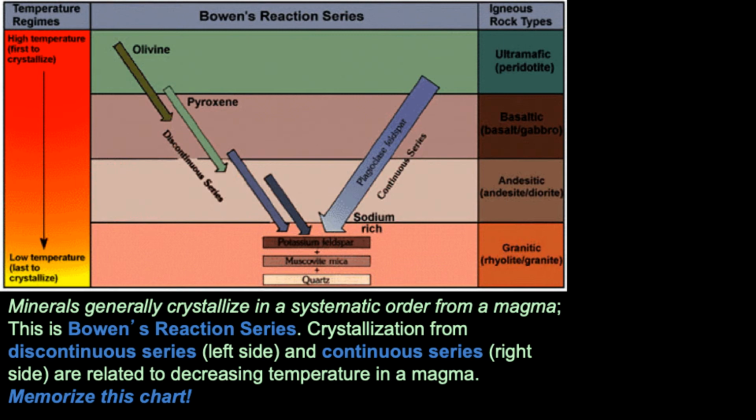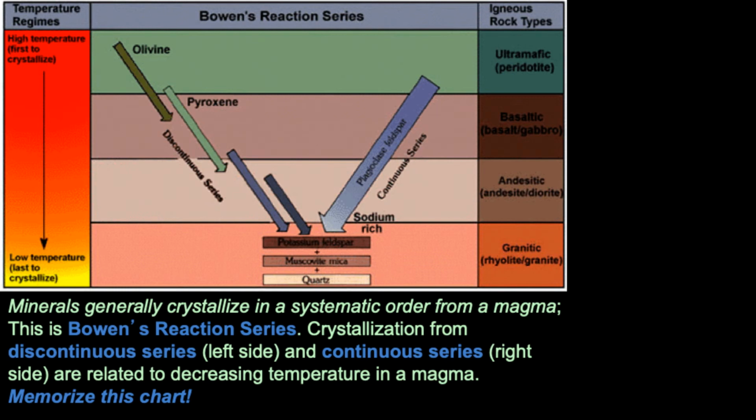The intermediate part there, this one's called andesitic. You see that word, andesitic, on the right-hand column here? Andesitic is a type of rock. Andesite is a type of rock that's intermediate in composition. So we're going to call those intermediate mafic rocks.